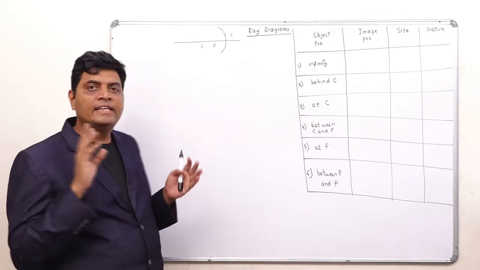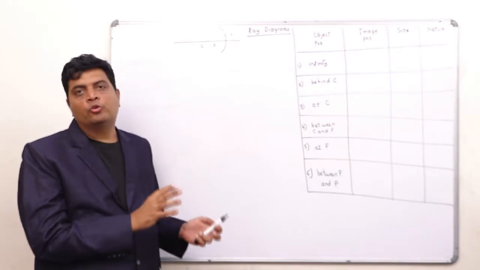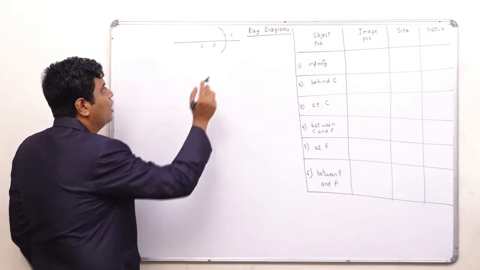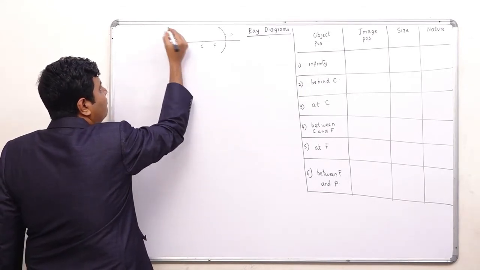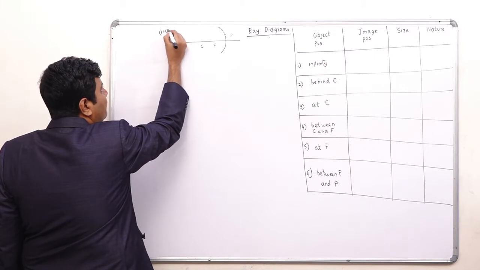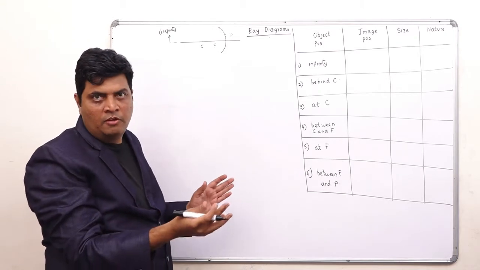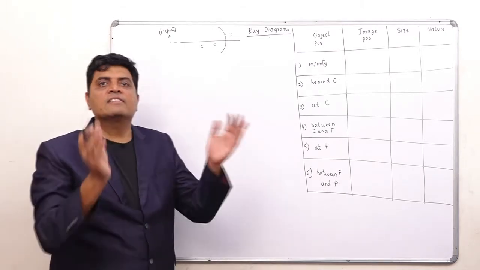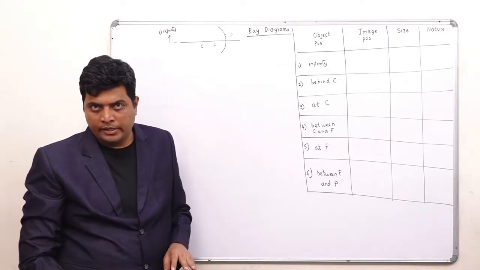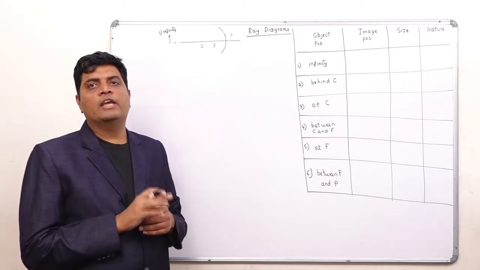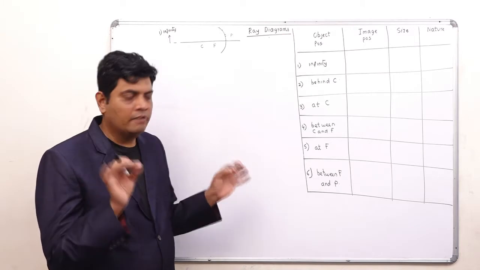Second, we should know the various positions at which the object can be placed, and we have to draw the ray diagram. The first position will be infinity. Infinity means at a very far distance. Based on the ray diagram, we will get the position of the image, the size of the image, and we will come to know whether the image is erect or inverted. Based on that, we will also be able to say whether the image is real or virtual. I will explain the difference between a real image and a virtual image.